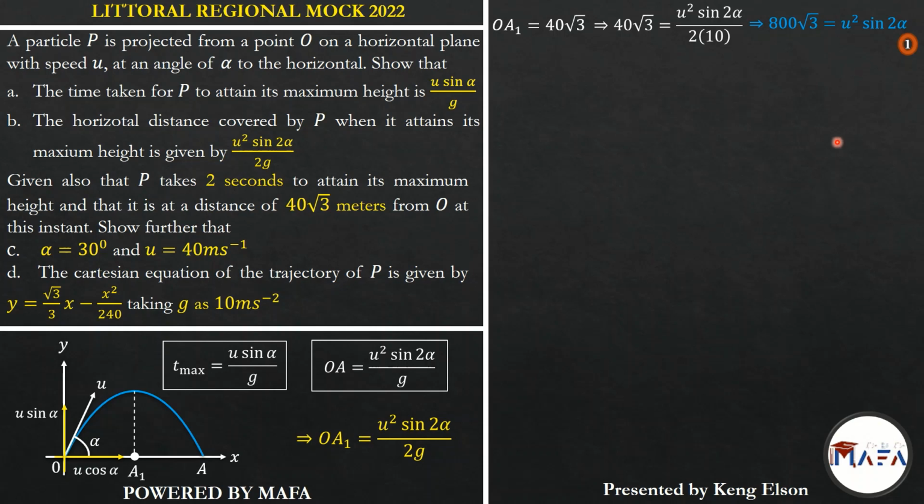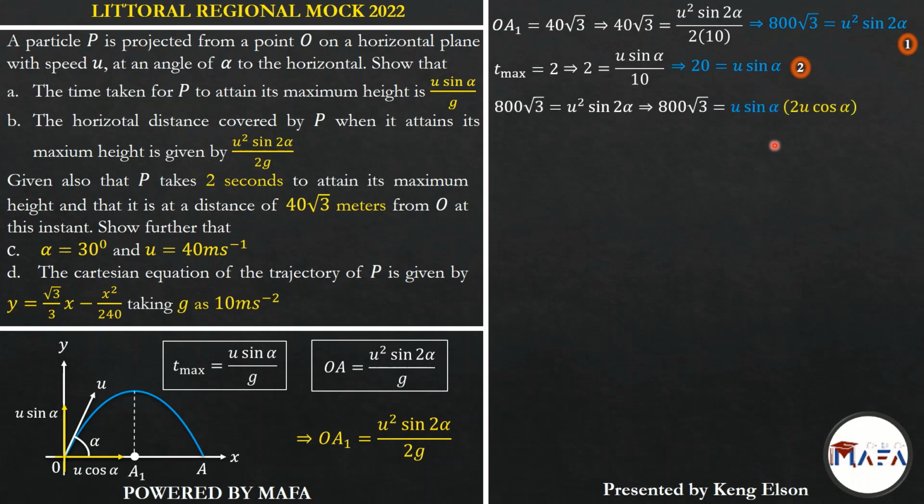Now we are also given that it takes 2 seconds to attain its maximum height, meaning the time to attain maximum height is 2 seconds. So T max is equal to 2 seconds. Now what is T max? It is u sine alpha on g, but g is 10. So we cross multiply, we get equation 2 as 20 to be u sine alpha.